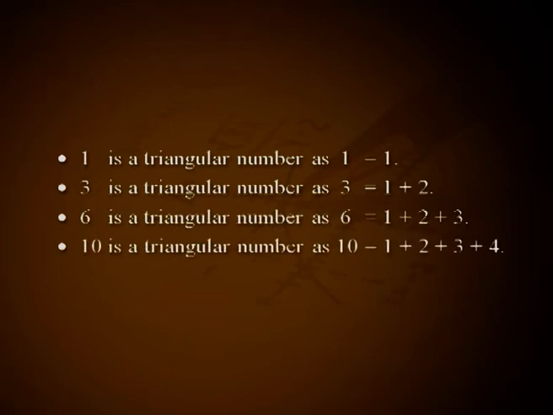Definition. A number is called a triangular number if it is the sum of consecutive integers beginning with 1. Examples. 1 is a triangular number as 1 = 1. 3 is a triangular number as 3 = 1 + 2. 6 is a triangular number as 6 = 1 + 2 + 3. 10 is a triangular number as 10 = 1 + 2 + 3 + 4.